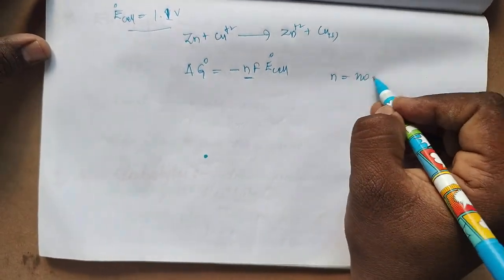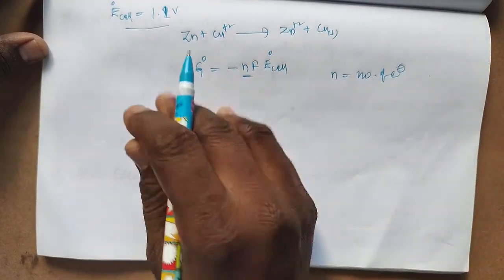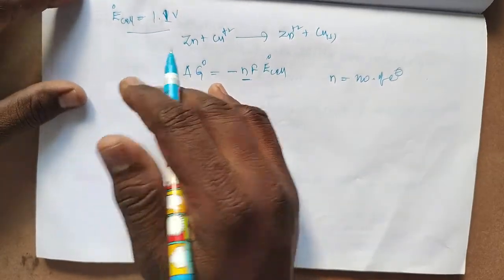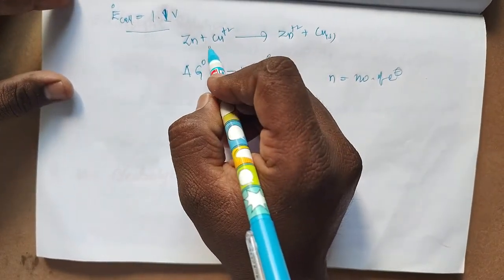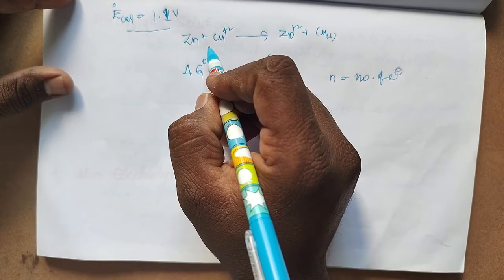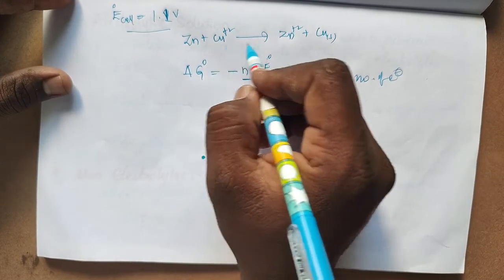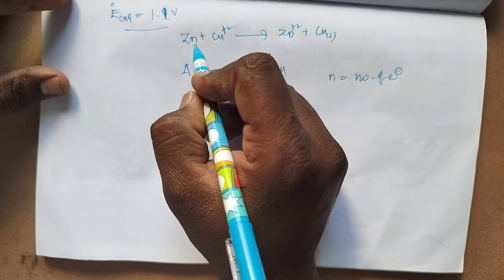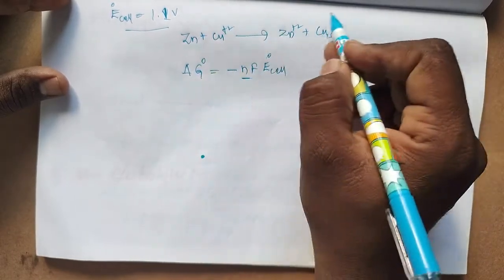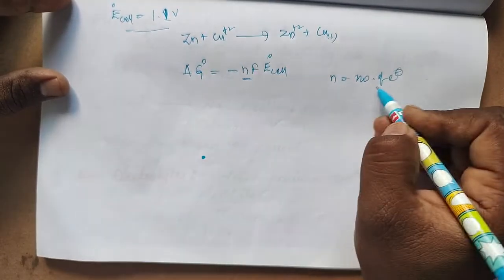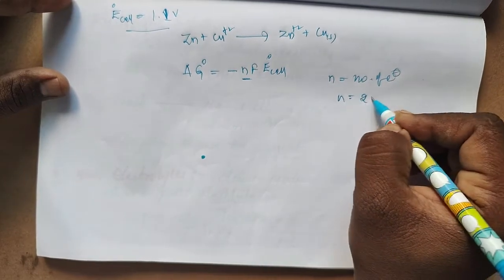n is the number of electrons exchanged between the anode and cathode. In this cell, Zn is converted to Zn2+ and Cu2+ is converted to Cu. How many electrons? 2 electrons. So we take n equal to 2.